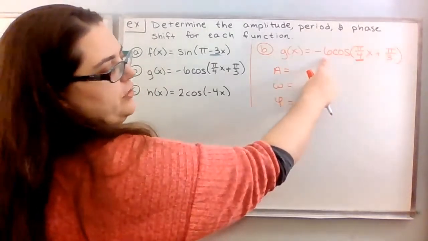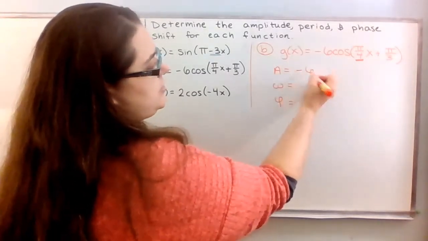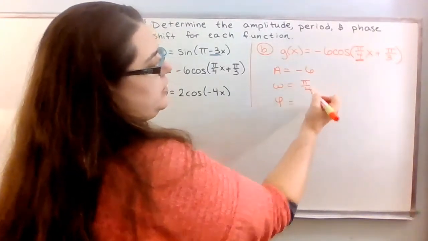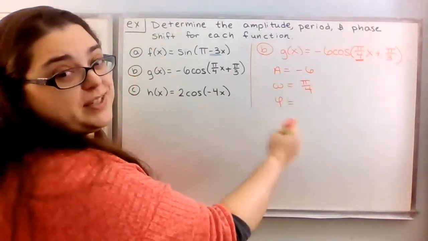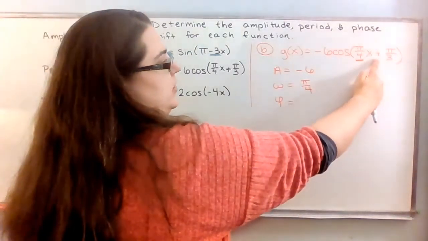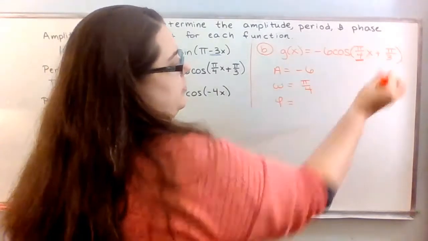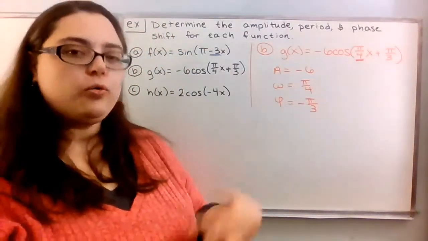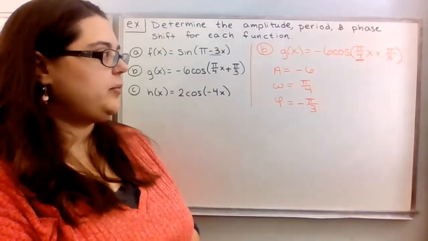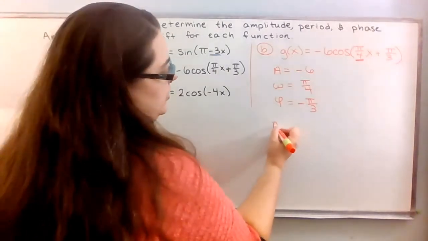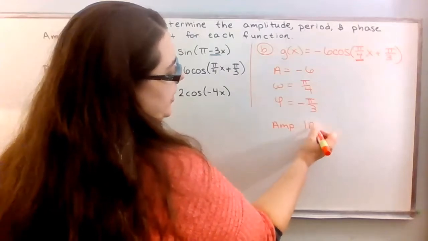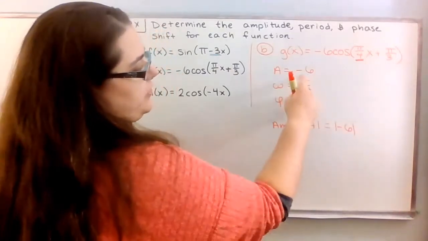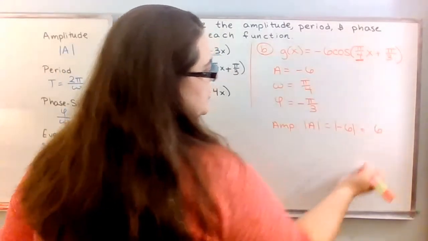A is the coefficient of the whole trig function. So A is -6. Omega is our coefficient of x, so that's pi/4. And phi, remember, phi is being subtracted, so we have to change the sign. In this example, phi is going to be a negative pi/3. Once we have those values, now we can apply our formulas. So the amplitude is going to be the absolute value of A. This is the absolute value of -6, since that was our value for A, and we'll get a +6.